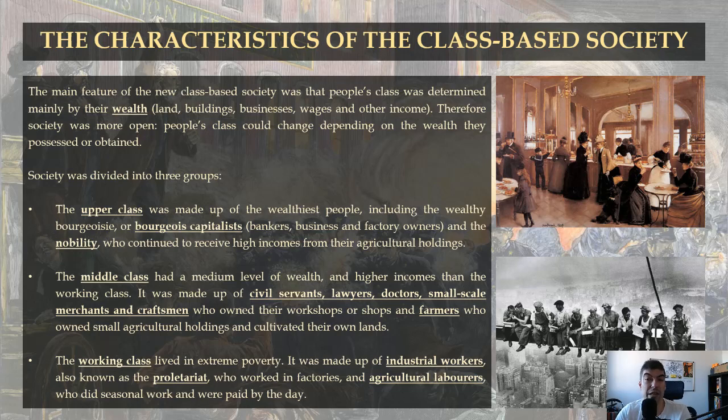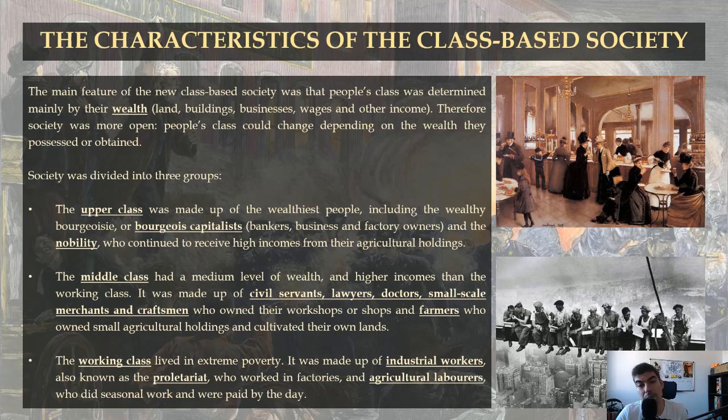Well, there were two main groups, but the third one was not very important. First, the upper class, the privileged, was made up of the wealthiest people, including the wealthy bourgeoisie, which are also called the bourgeois capitalists, the bankers, the businessmen, and the factory owners, and also the nobility, which continued to receive high incomes from their agricultural holdings. These were the privileged people in this new class-based society.